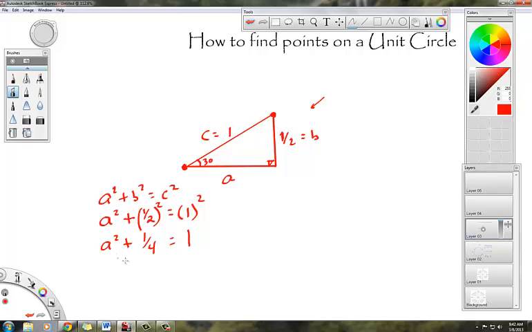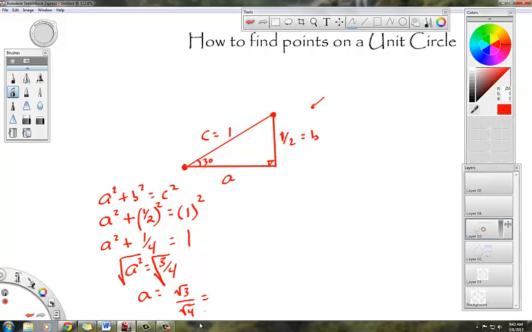Now remember, our goal here is to get a by itself, so we subtract the 1/4. So that's a squared equals, now what's 1 minus 1/4? Anybody? 3/4. Good. Now, if we solve this for a, we have to square root both sides. So I'm going to square root a squared and square root this entire fraction. And this is where people usually fall apart. But the square root of 3/4 is just the square root of 3 over the square root of 4. That's a rule of algebra 2 right there.